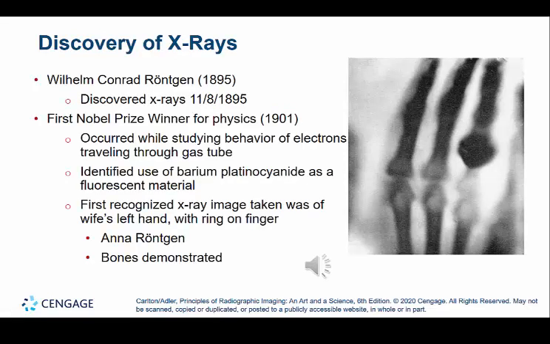X-rays were discovered by Wilhelm Conrad Röntgen on November 8, 1895. He was the first Nobel Prize winner for physics in 1901. He discovered X-rays while studying the behavior of electrons traveling through a gas tube. He also identified the use of barium platinocyanide as a fluorescent material. The first X-ray was his wife Anna's hand with the ring on her finger, and you can see her bones demonstrated in the image.